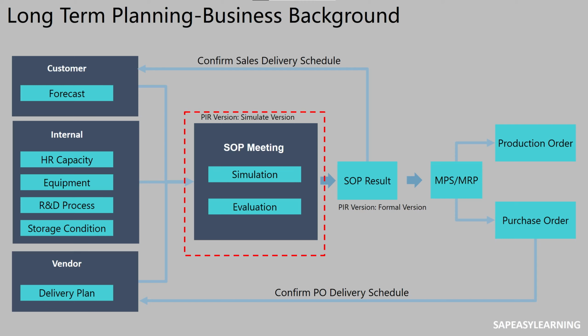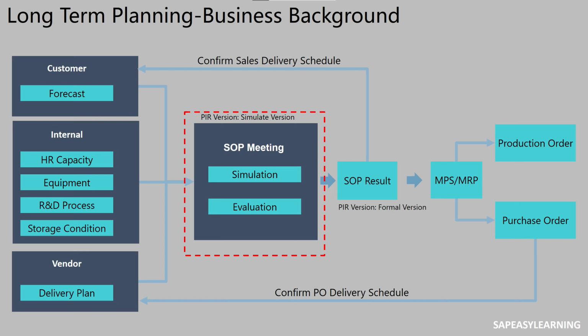As you can see from the slide, long-term planning is a very good tool to be used at SOP meeting. SOP means sales and operation planning. This meeting will involve sales, production, inventory, and purchasing, nearly all supply chain departments. We will get sales forecast from sales, which they got from customers, and also in some cases, we will have urgent orders or cancellation of orders from customers.